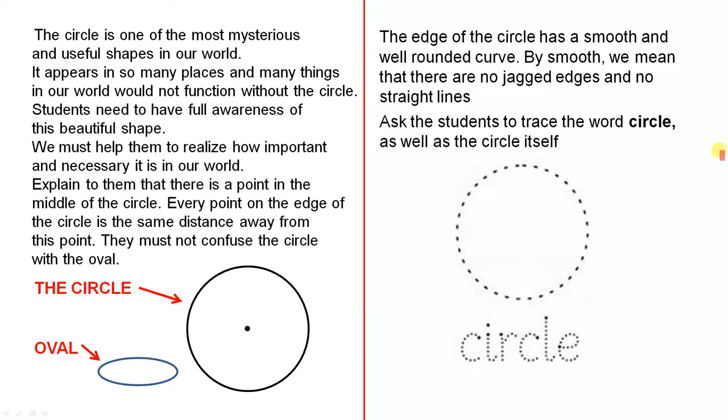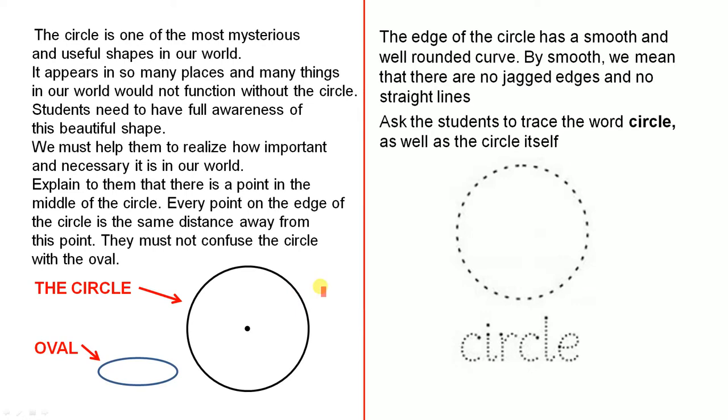Explain to them that there is a point in the middle of the circle. There it is there. Every point on the edge of the circle is the same distance away from this point. So every point along this black curve here is the same distance away from that point.